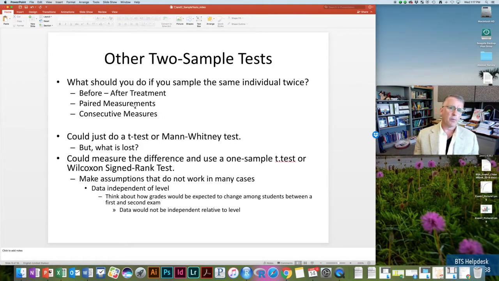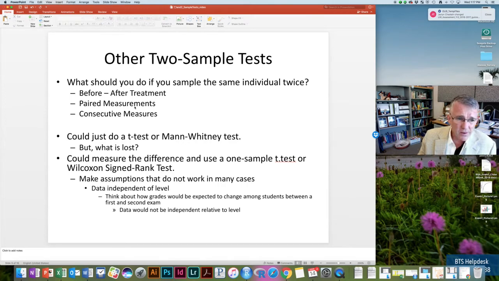So we have a problem. And the problem is sometimes we want to compare the same individual. So what do they look like before versus after a treatment? What happens when we collect consecutive measurements? What if we have paired measurements? Well, we can't use a t-test and we can't use a Mann-Whitney U-test. And the reason is we lose a tremendous amount of variation.